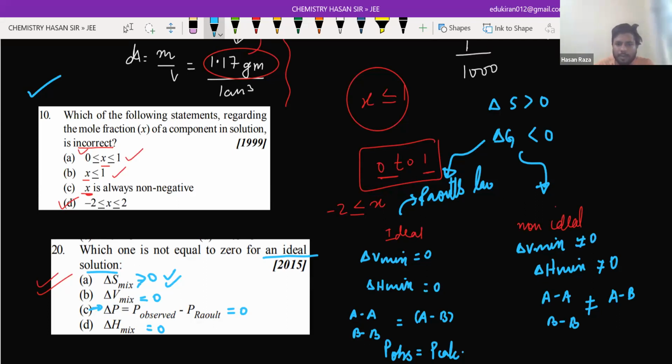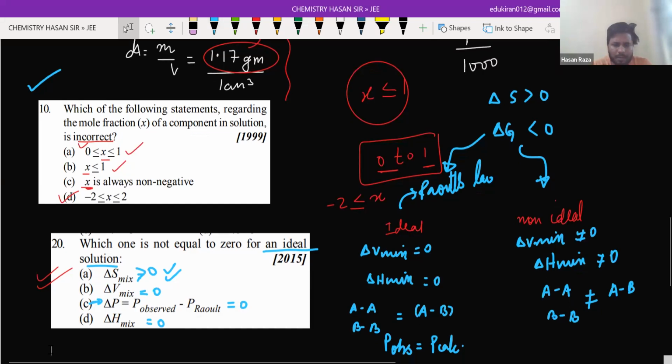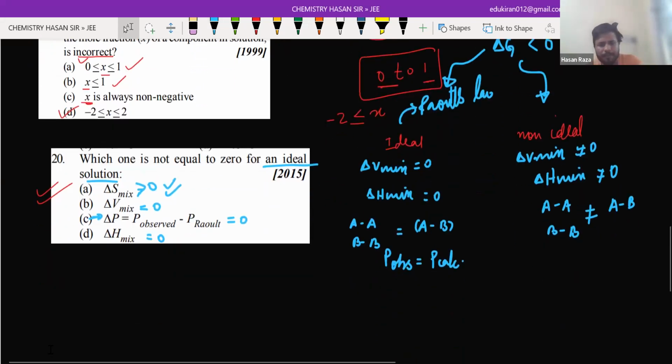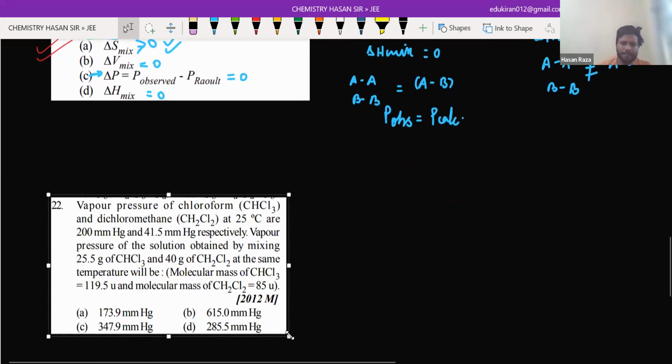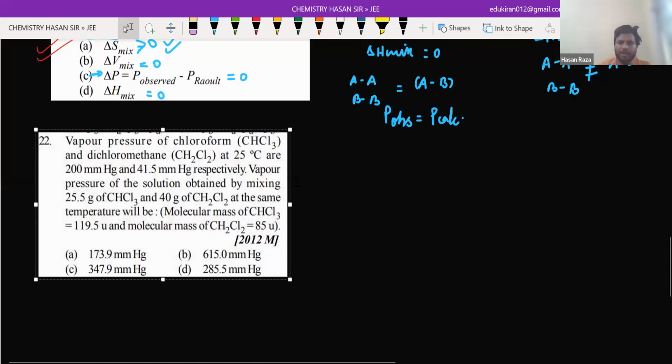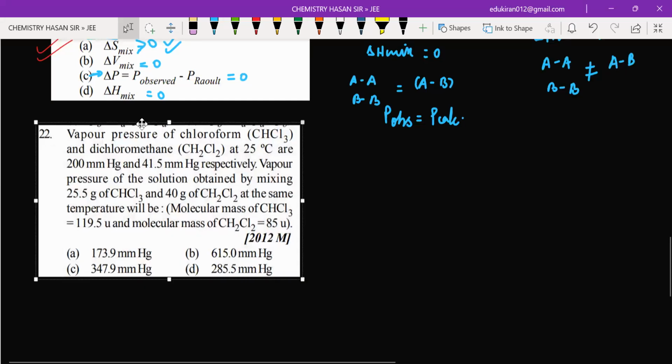Okay, Madhika and everyone. Now I'm going to give you a question on Raoult's law, and I hope you will be able to solve it. Take your time. The calculation is not hard, but it will be in decimals. So this is the question. Molar mass and everything is given. Please do this.